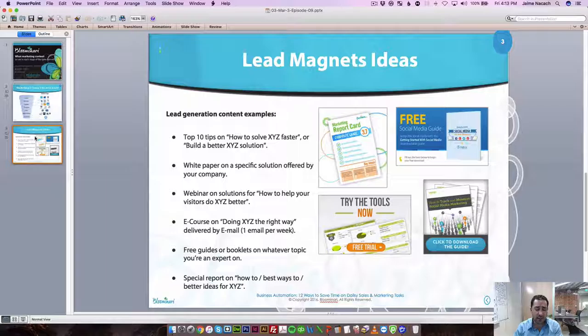Another one could be an e-course of doing X, Y, or Z the right way. And that's something that you could deliver by email. Instead of just as a single PDF, you could deliver it through multiple emails as well. Those are just some examples that you can consider. I'm sure that if you actually want to research something very specific to your market or your niche, there's plenty of other ideas out there.